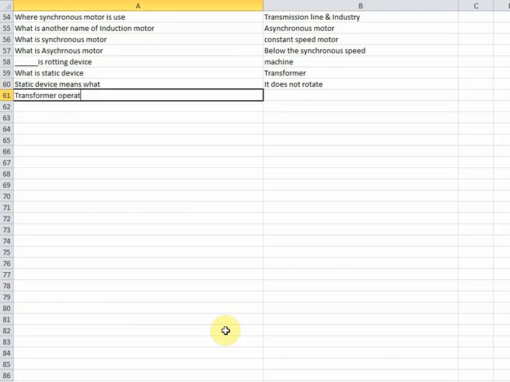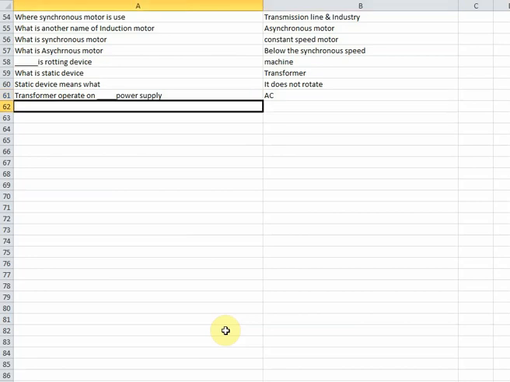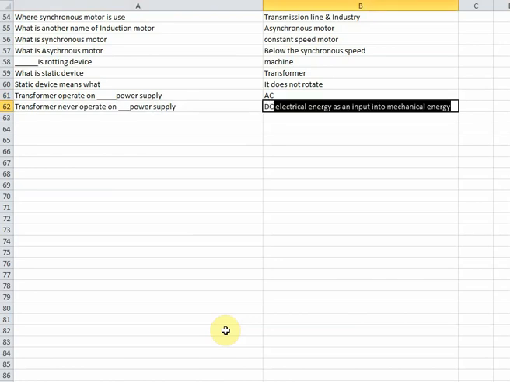Transformer operates on dash power supply. AC or DC? No, AC. Transformer never operates on DC power supply. Yes, AC.